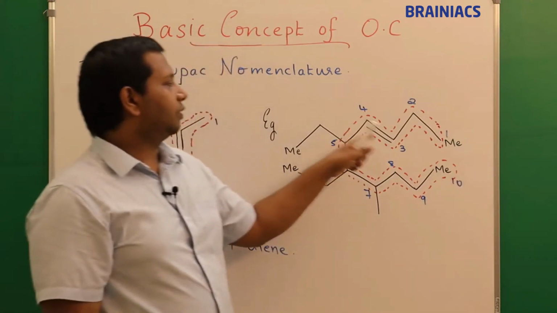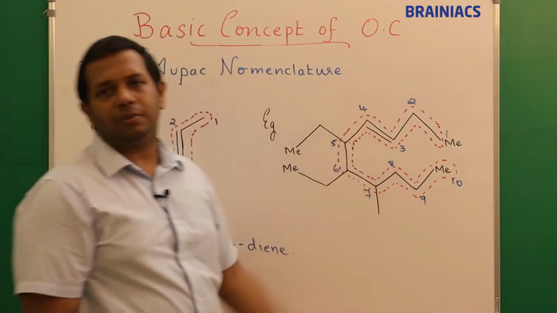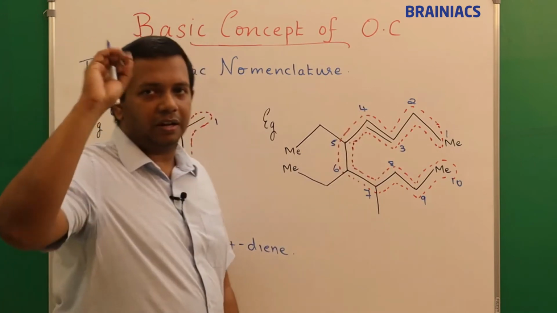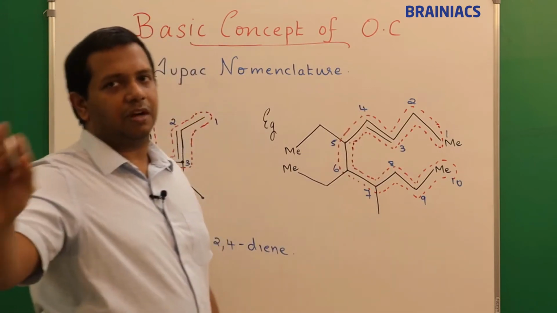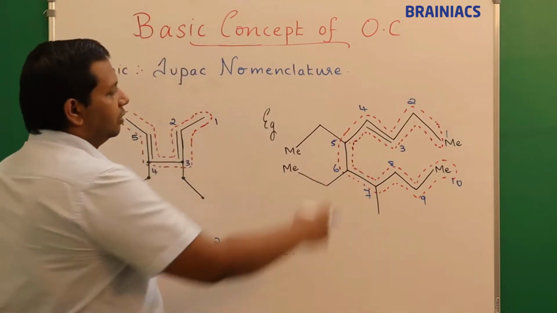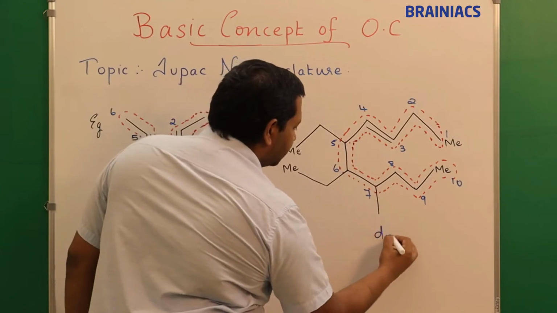Priority is first the multiple bond, then only the substituent comes. That's why I am giving the least possible number to the multiple bonds. You remember the priority order: functional group greater than multiple bonds, greater than number of carbon atoms, then greater than substituents. So tell me how to do this. The parent carbon chain has 10 carbon atoms. Super. Then dec comes into the picture.